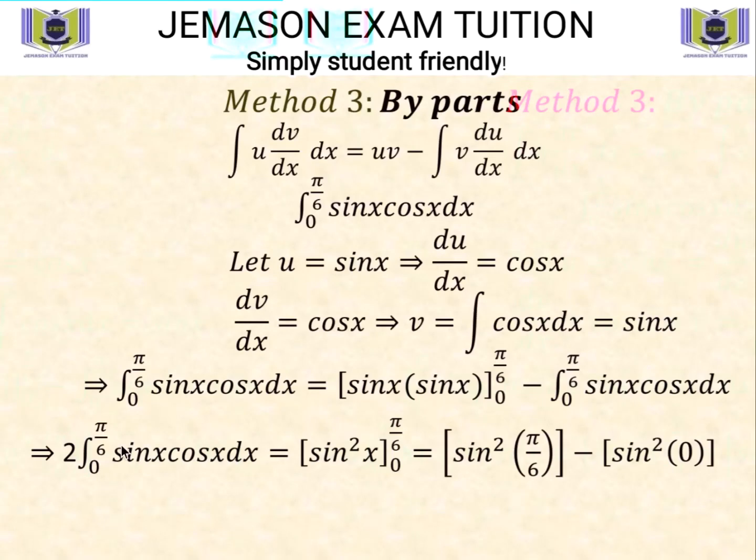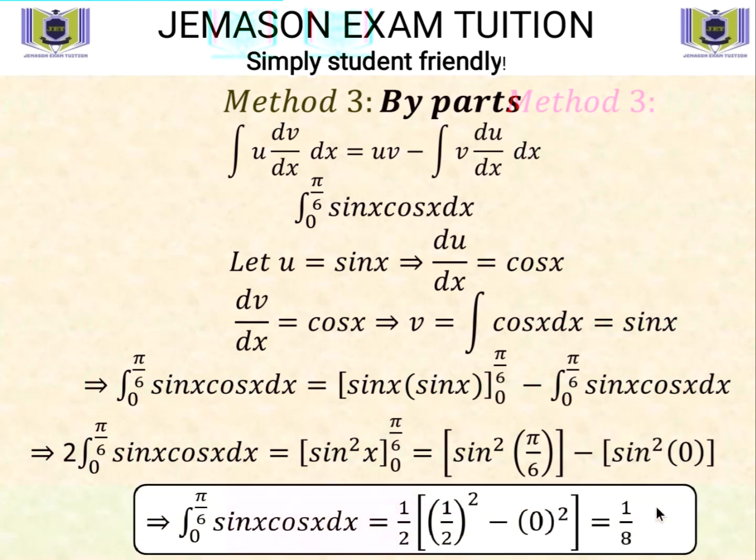This gives twice the integral from 0 to pi on 6 of sine x cos x dx, which we can now simplify by substituting the limits of the integral, from 0 to pi on 6. Sine x times sine x was simplified to sine squared x. Substituting the upper limit, we have sine squared of pi on 6 minus substitution of the lower limit, which is sine squared of 0. And in the next step, sine pi on 6 is half, and the square of half minus sine 0, which is 0, and 0 squared would still give 0.